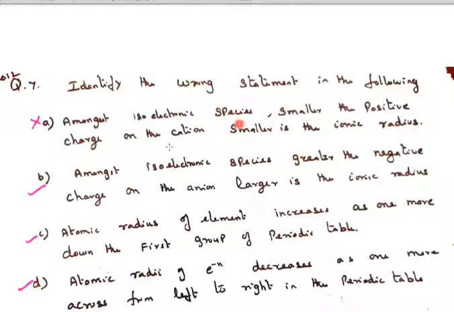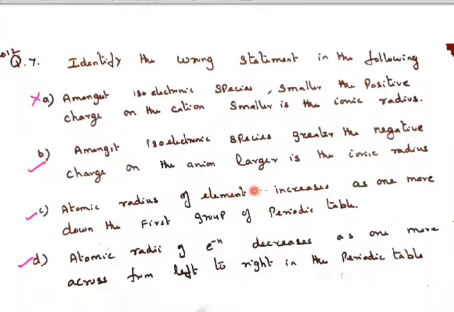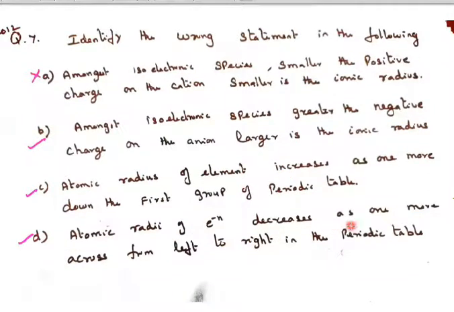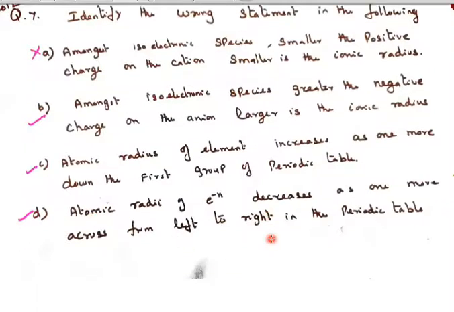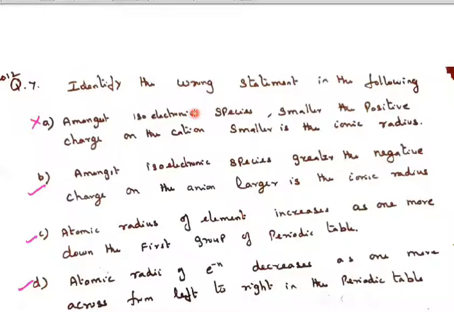Identify the wrong statement of the following. Among the isoelectronic species, the smaller the positive charge on the cation, the smaller the ionic radius. So we cannot say that; this is a very wrong statement. Among isoelectronic species, the greater the negative charge of the anion, the larger the radius, correct answer. The atomic radius almost increases as one moves down the first group of the periodic table. It is definitely a correct answer. And atomic radius decreases as you move across from left to right. It is also a correct answer. So the wrong answer is the first one.